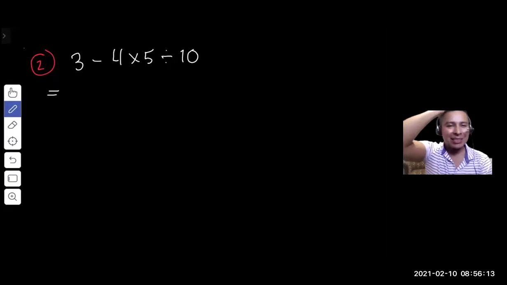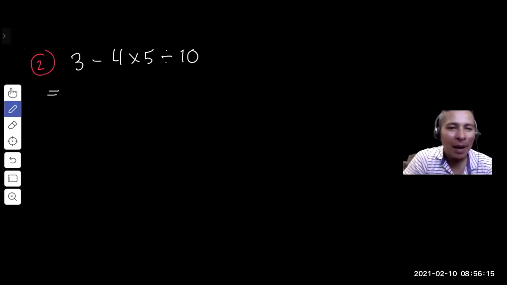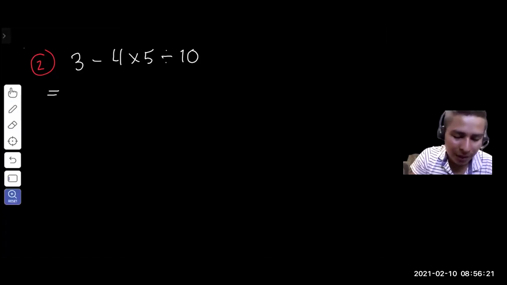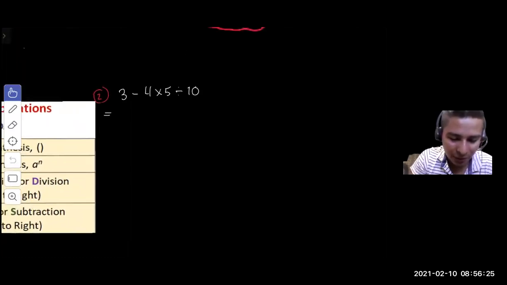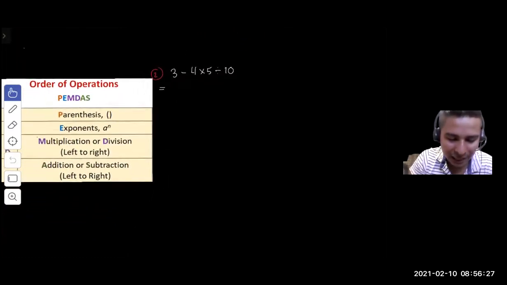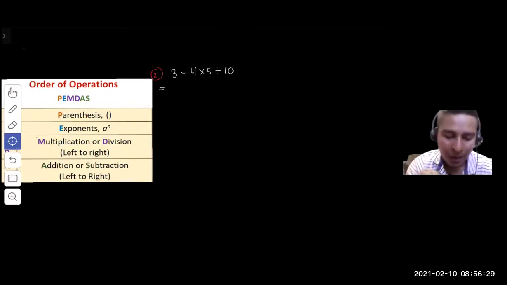Okay, let's get to the second example. We have 3 minus 4 times 5 divided by 10. We need to use the PEMDAS method. Let me see where is the image. I'm going to bring it here just to have it as a reminder. We need to follow this order.